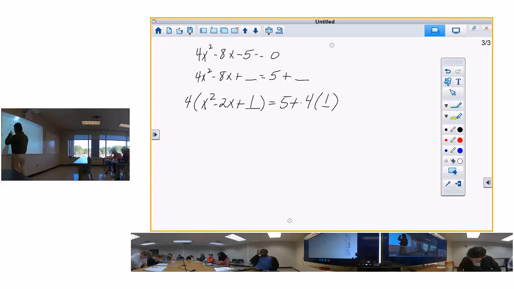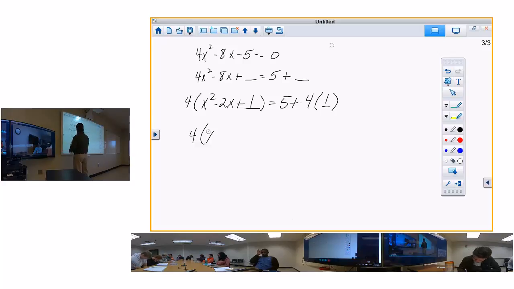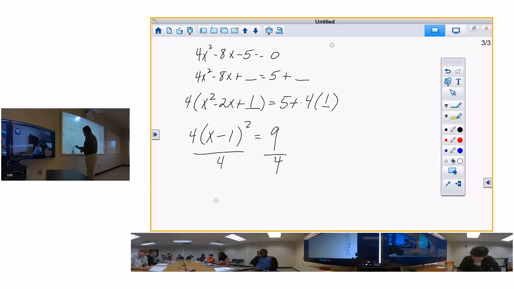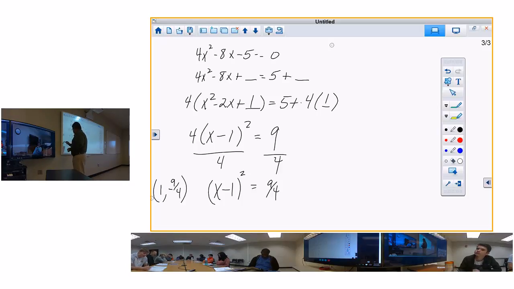All right, so anyway, 4, and that's x minus 1, quantity squared, shortcut number 2, is equal to, what's 5 plus 4? 9. Divide by 4. X minus 1, quantity squared, is equal to 9/4. So your vertex here is positive 1 and negative 9/4. That's your vertex.